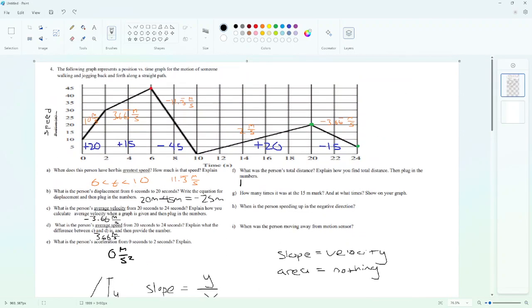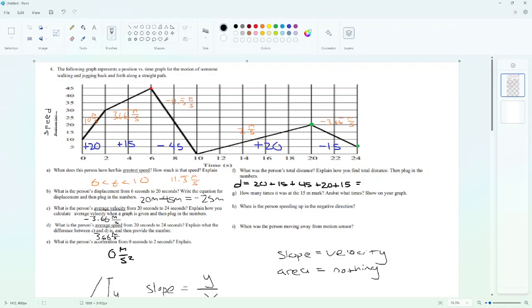So in this case, distance is going to be equal to 20 plus 15 plus 45 plus 20 plus 15, which is going to be, give me a second, this is a lot more numbers. This number is a lot bigger than the number of fingers I have on my hands, so it's going to take me a second.